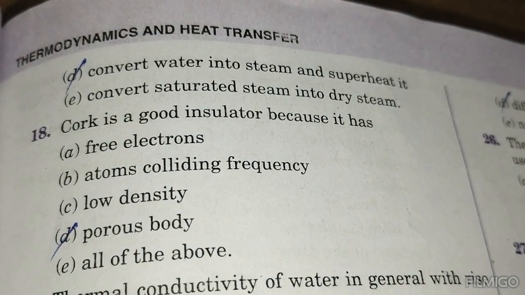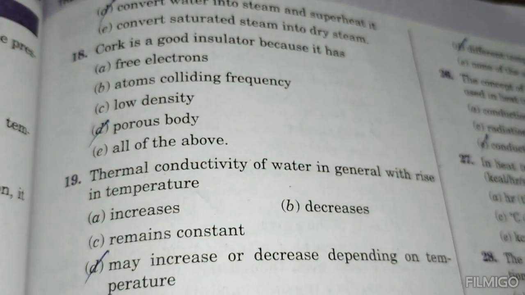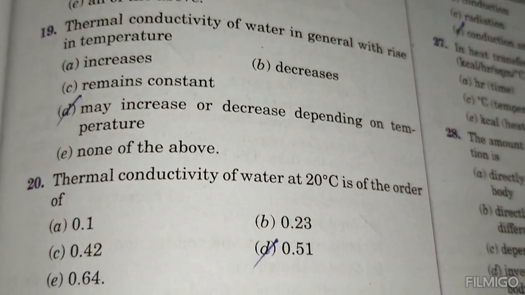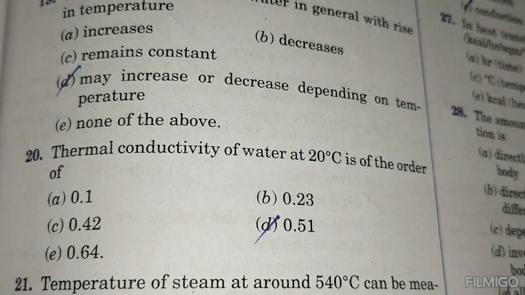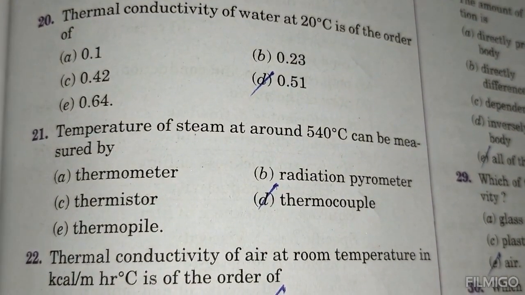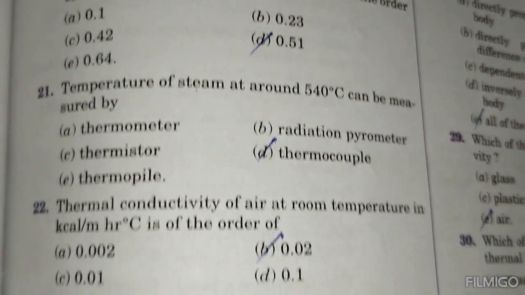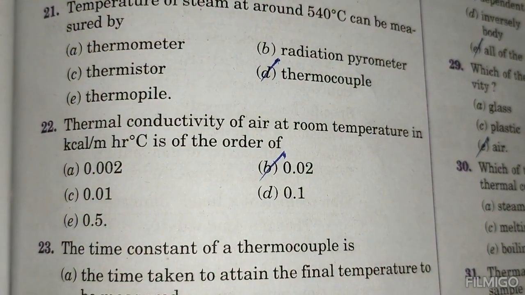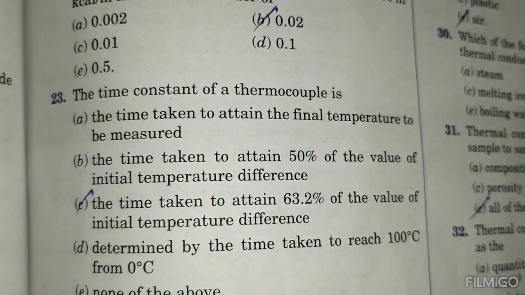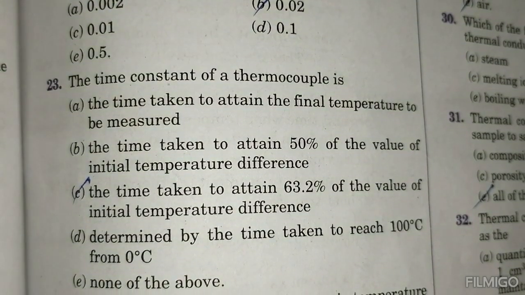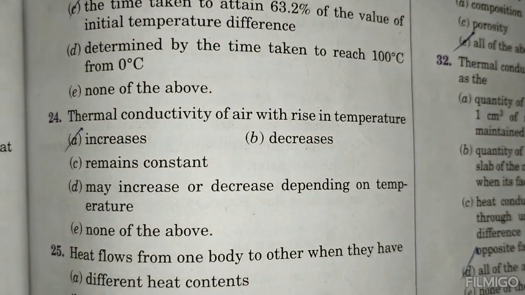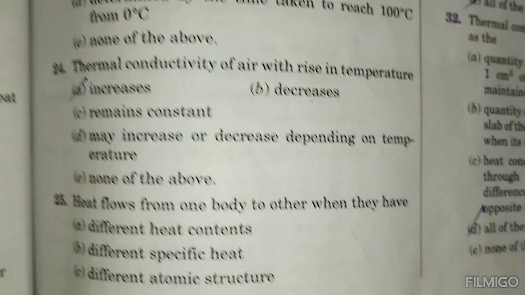Cork is a good insulator because it has a porous body. Thermal conductivity of water in general, with a rise in temperature, may increase or decrease depending on temperature. Thermal conductivity of water at 20 degrees centigrade is of the order of 0.51. Temperature of steam at around 540 degrees can be measured by a thermocouple. Thermal conductivity of air at room temperature in kilocalories per meter per hour is of the order of 0.02. The time constant of a thermocouple is the time taken to attain 63.2% of the initial temperature difference. Thermal conductivity of air increases with a rise in temperature.